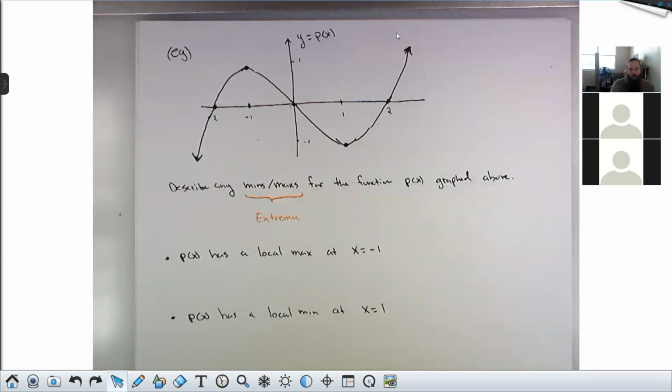No global max, right? Because this arrow goes up forever and ever. So there is no tallest point on the graph, right? This function continues going up like this, and it'll get as tall as you want. So there is no tallest point on the graph. Similarly, this arrow goes down forever and ever. So there is no lowest point on the graph.